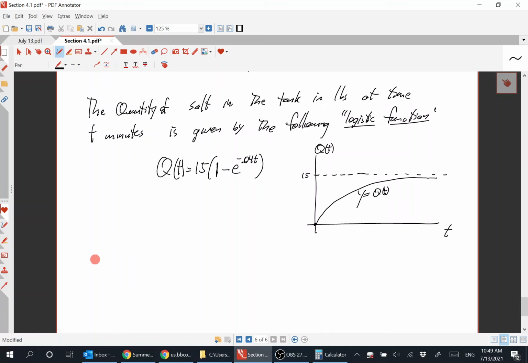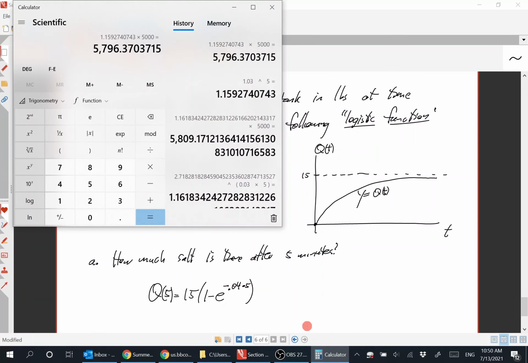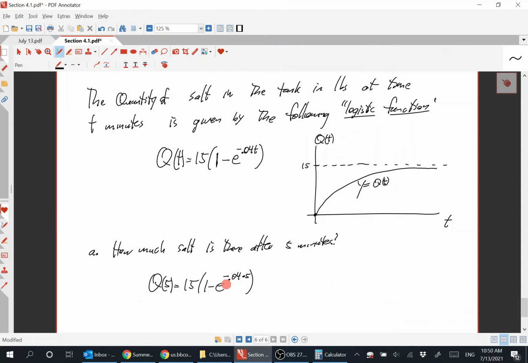Right, so for example, in part A, how much salt is there after 5 minutes? Well, that would be q of 5. So it's 15 times 1 minus e to the minus 0.04 times 5. Okay, so let's see how to plug that into the calculator. So start with this exponential part right there.